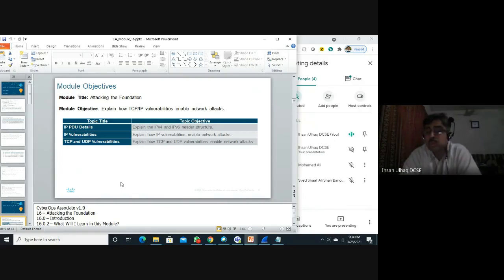So we will be talking about IP version 4 and IP version 6, and then how IP vulnerabilities enable network attacks. Then we will be talking about TCP and UDP vulnerabilities. First of all, we will talk about the TCP and UDP header structure, and then how TCP and UDP vulnerabilities enable network attacks. So very important, very interesting to know. So let's start.